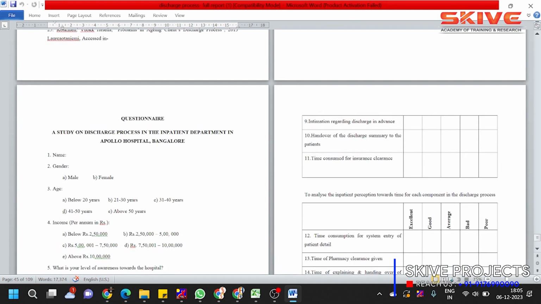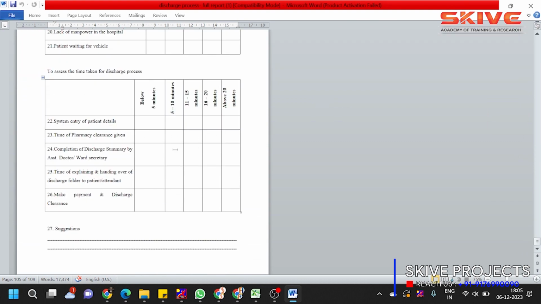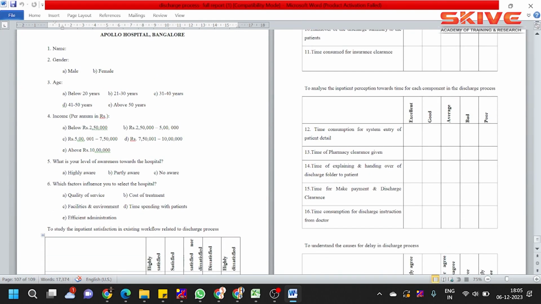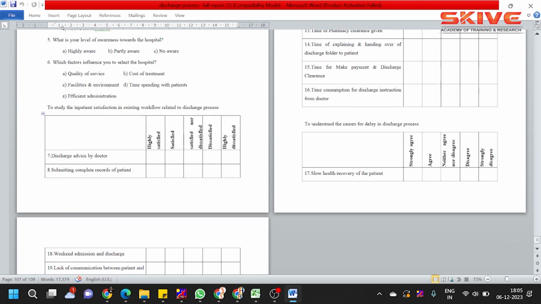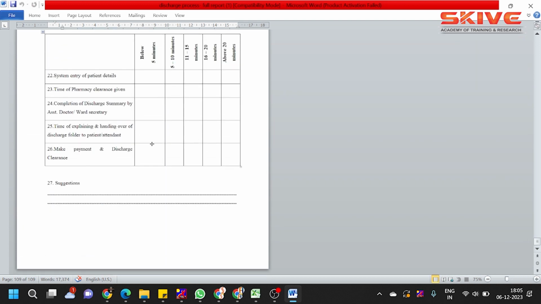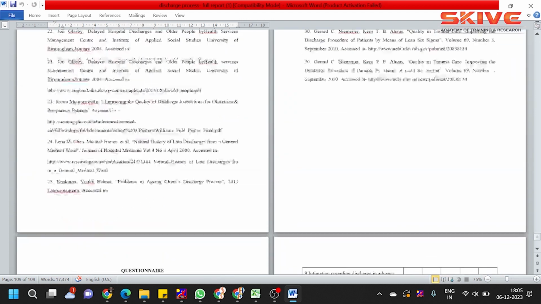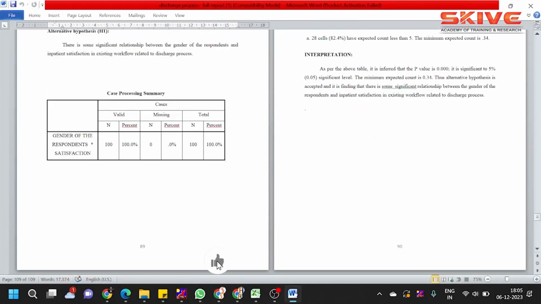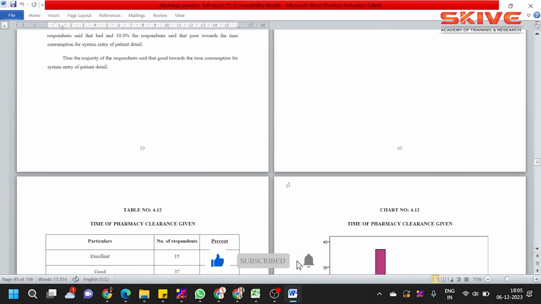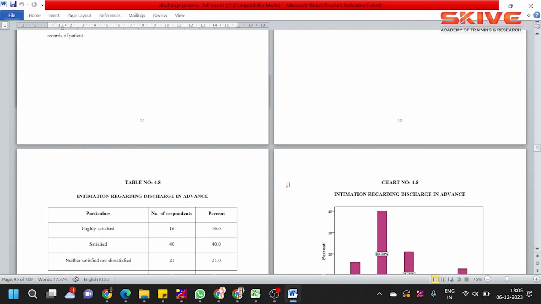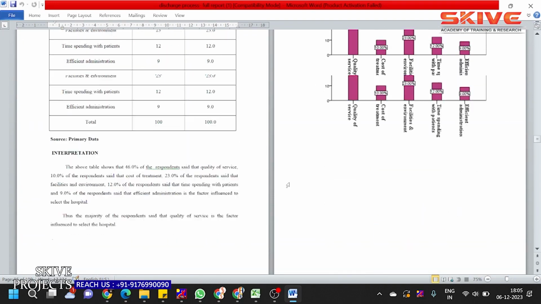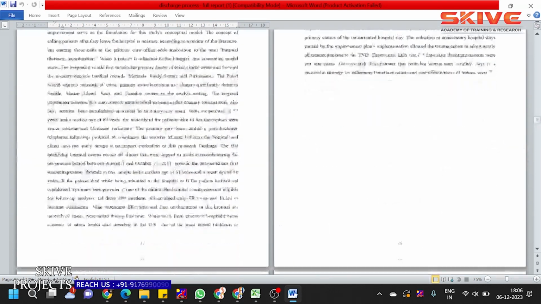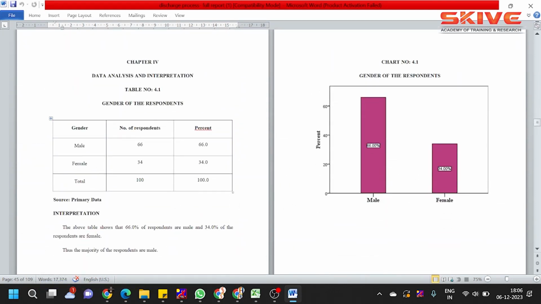So these are all the sets of questionnaires we made. For example, the questionnaire starts with name, gender, age and income range. Like that, a set of 27 questions was requested from the inpatients. Based upon the questionnaires, we have created a table with the graph and the interpretation. Let us see one by one what the questions are and what responses were given.